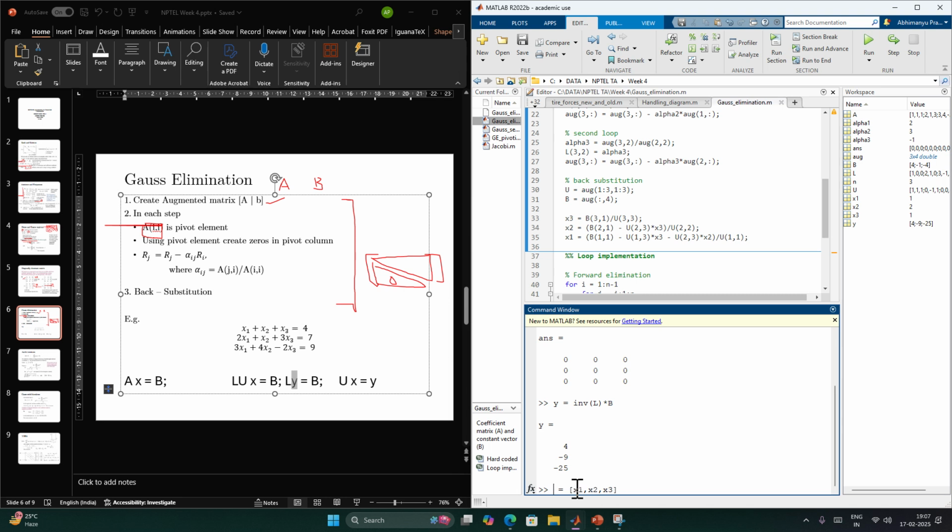Let's replace this with Z. Then my U times Z transpose minus Y should be 0. This is not coming out to be 0. Why is that happening?